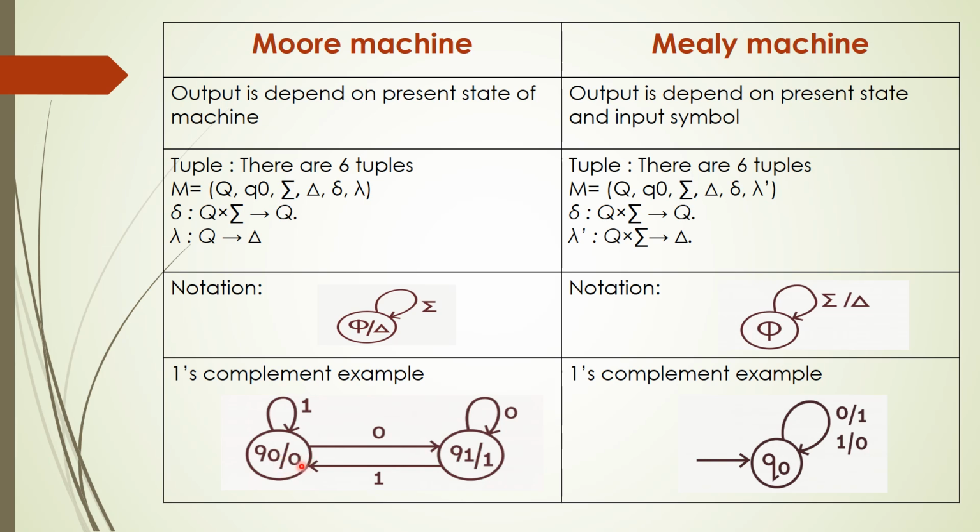So basically whenever you design a Moore machine or Mealy machine, you have to focus on associated outputs, whether they are associated with your state or with your input symbol. For a Mealy machine, this is the design of one's complement because your output is associated with your state as well as input symbol. So whenever the input symbol is 0, you generate output 1. When your input symbol is 1, you generate output 0. It is that simple.